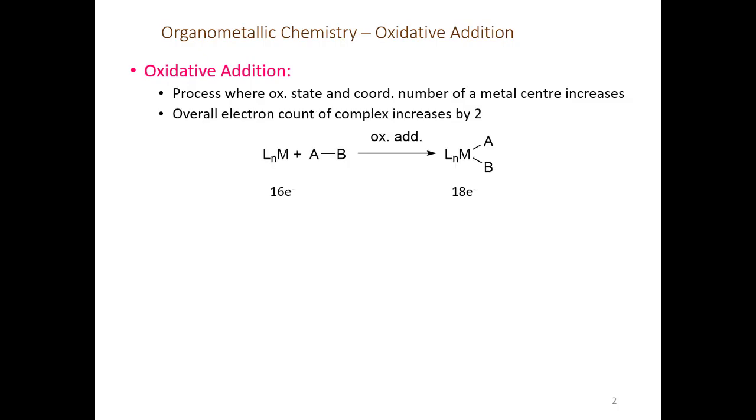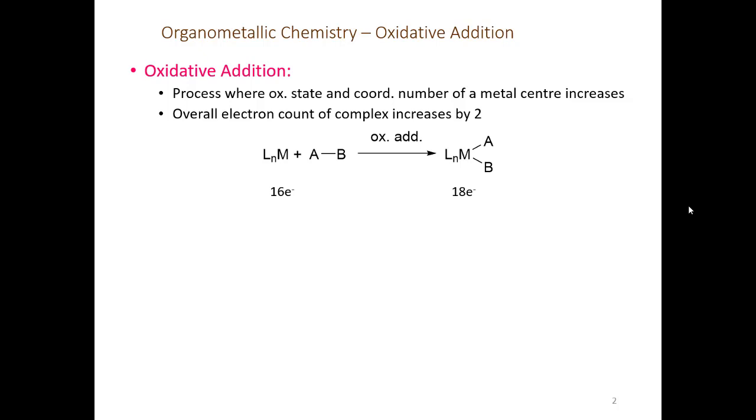So here's a general example of an oxidative addition reaction, and you can see we're starting with a 16 electron complex and we end up with an 18 electron complex. So the overall electron count of the complex increases by 2, even though the oxidation state of the metal has increased. And in general, it increases by 2. And we've actually already seen an example of an oxidative addition in this course.